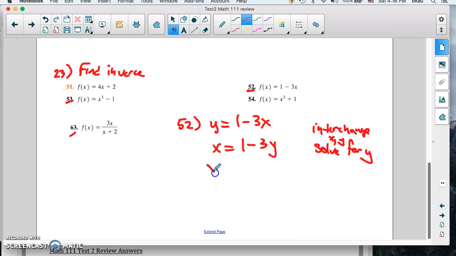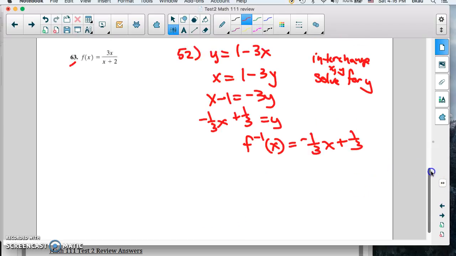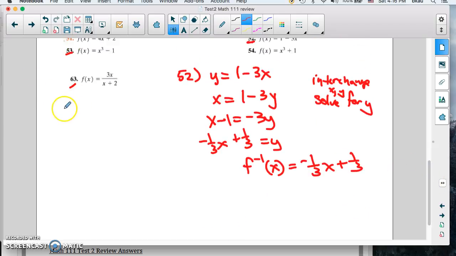So in this case, we would subtract 1, and you divide by negative 3, so it'd be negative 1/3 x plus 1/3 equals y. So our inverse there, using inverse notation, would be this function here, negative 1/3 x plus 1/3. That's our inverse for 52. Let's do 53 now as a practice. So 53 states y equals x cubed minus 1.